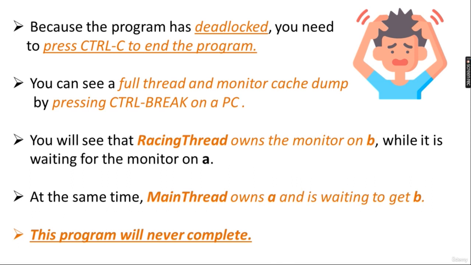So what does it have to do to remove this deadlock condition? It has to relinquish control of its own monitor on B, so that A can acquire its monitor, and then after A has finished its work, the racing thread can acquire A's monitor. At the same time, the main thread owns A and is waiting to get B. So both have their own lock. They don't want to relinquish control of their own lock or monitor, and they are trying to access each other's methods. Those are synchronized. This program will never complete, and for that purpose, we have to enter Ctrl C.